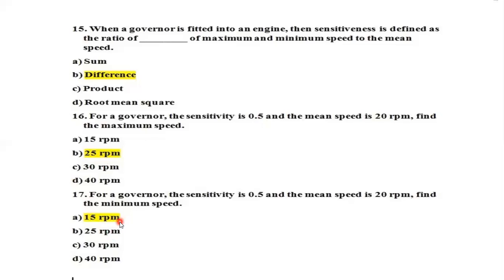Same formula. The only thing you need to understand is sensitivity is equal to maximum minus minimum divided by mean speed. Maximum is N1, minimum is N2, divided by mean speed N. If you want to calculate mean speed, N is equal to N1 plus N2 divided by 2. So keep these formulas and solve 15 and 16, you will be getting these answers.